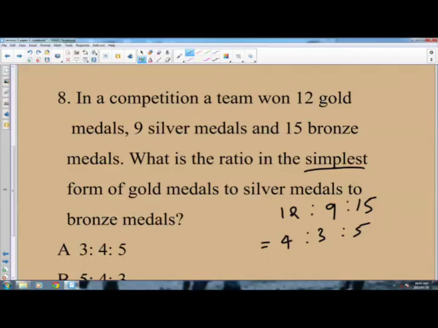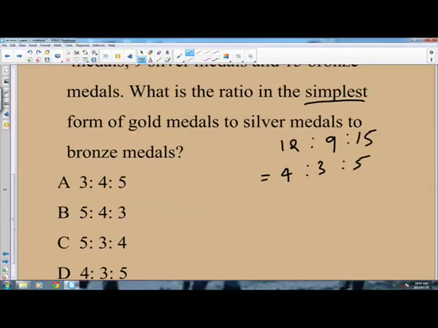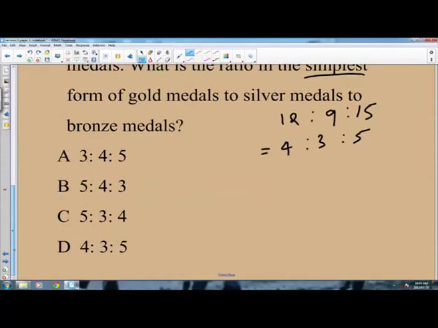So we now check our alternatives. A is 3, 4, 5, which is not correct as per our working. B, 5, 4, 3. C, 5, 3, 4. And then the one that corresponds to our answer 4, 3, 5 is D. So this simply means the correct answer to this question is D. You circle D.